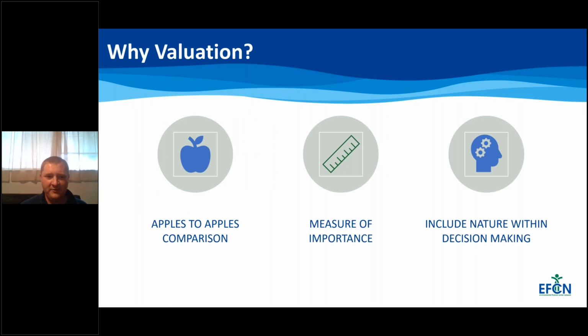So why do we value? Biophysical units cannot be easily compared to other project benefits that are communicated in terms of dollar values. Ecosystem service valuation converts the impact of ecosystem services on well-being into dollar values, which allows them to be equally compared across project benefits. This is what we call apples to apples comparison.